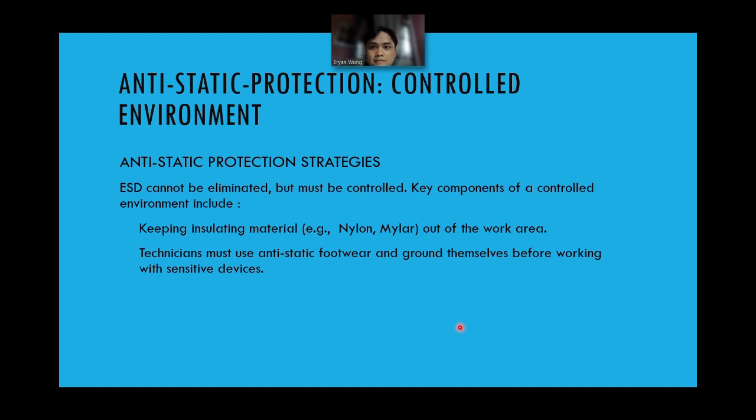Next, anti-static protection control environment. Now we are going to talk about the control environment. These are anti-static protection strategies developed to ensure a controlled environment. As we know, ESD cannot be eliminated, but must be controlled. The key components of a controlled environment include, first, keeping insulating materials, for example nylon and mylar, out of the work area. So you try to avoid using these insulating materials in your working area.